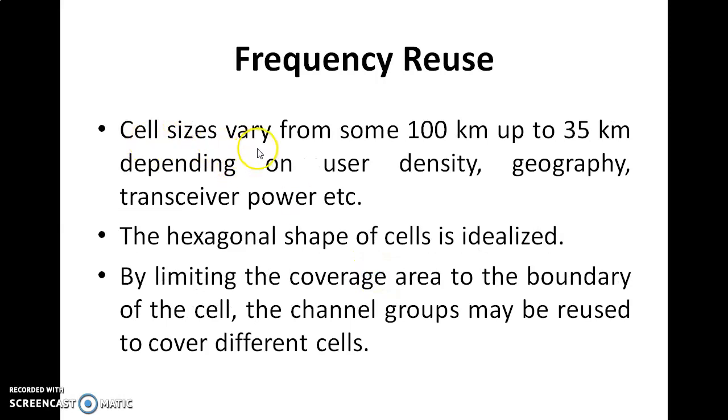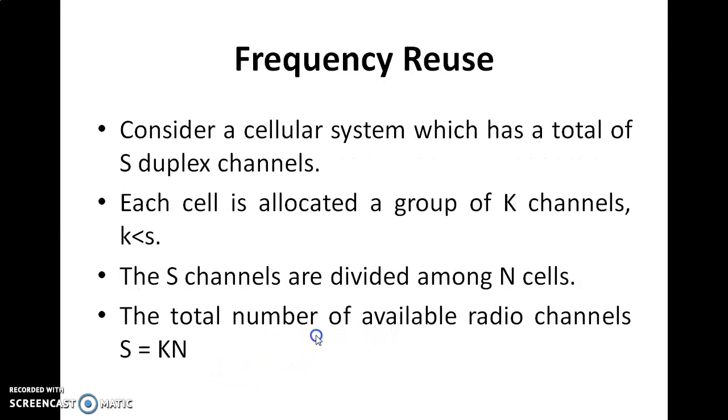Cell sizes may vary, from 100 kilometers to 35 kilometers, and it also depends on the user density, geography, transceiver power, etc. The hexagonal shape of the cell is ideal. By limiting the coverage area to the boundary of the cell, the channel groups may be reused to cover different cells. So channel groups are reused, and this helps in covering different cells.